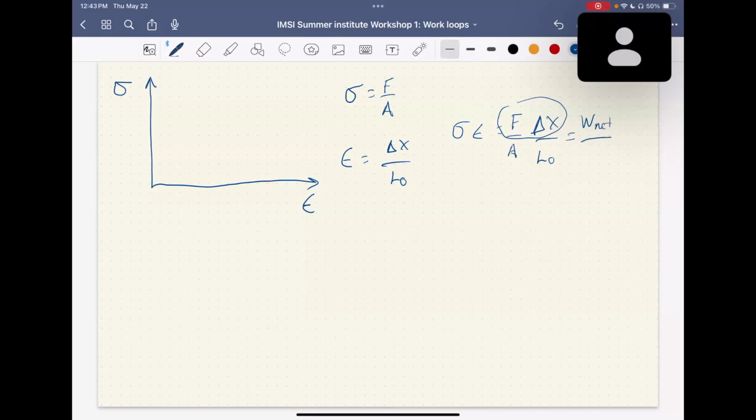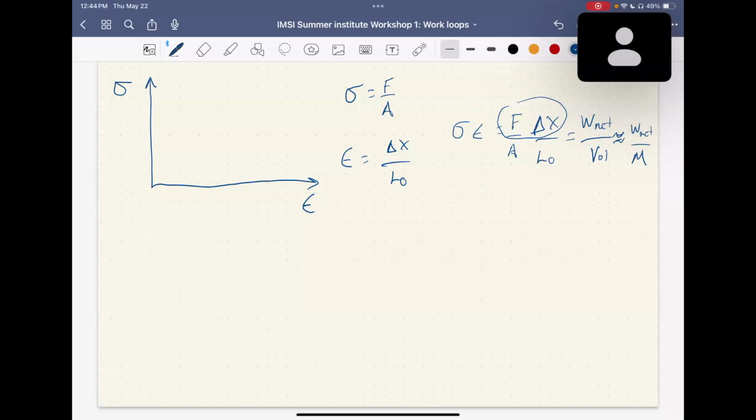And the product in the denominator is an area times a length. That's going to be a volume, right? And if we assume a density of water, which is usually a pretty good approximation, this is approximately equal to the net work over the mass of the system.